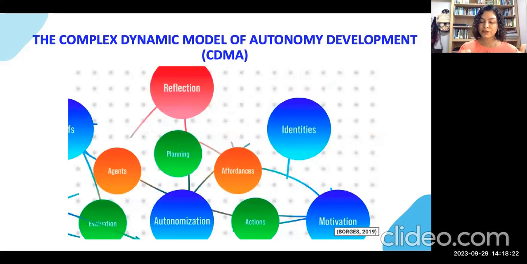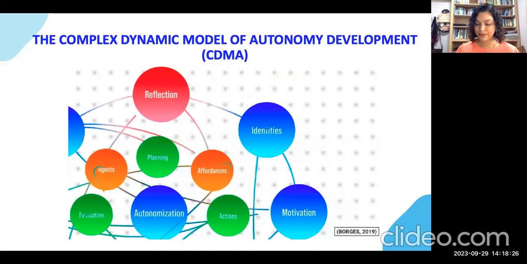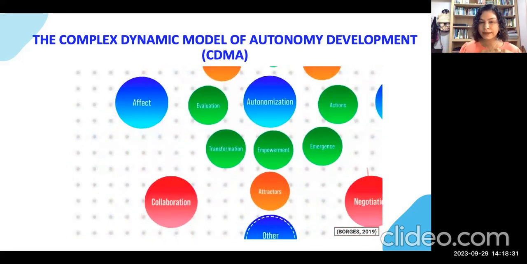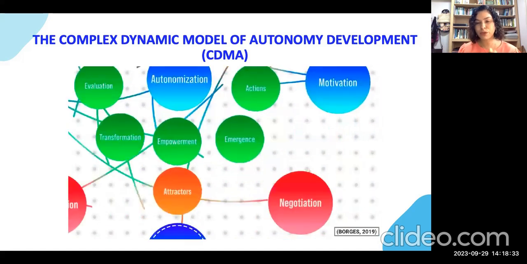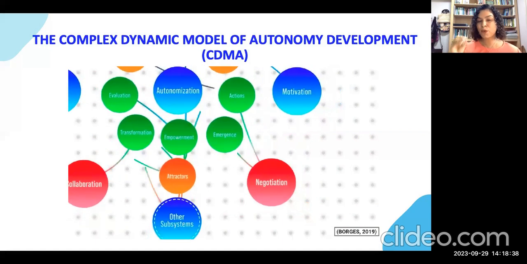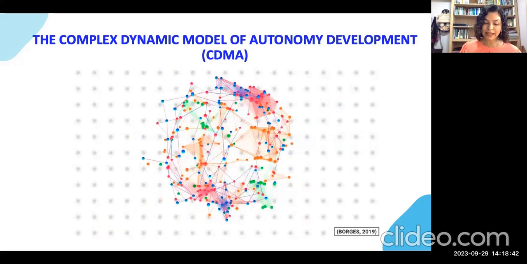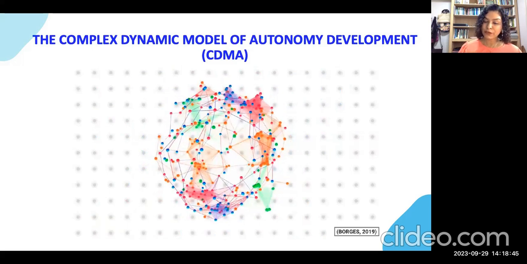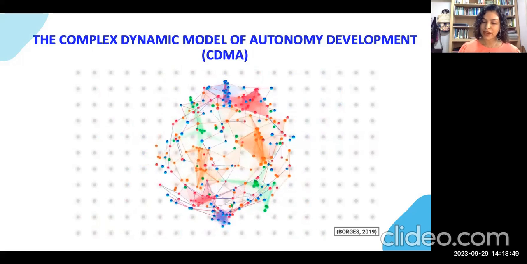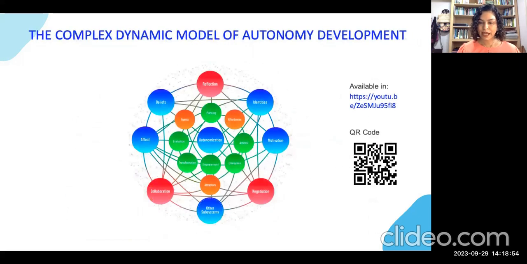The components that give support to autonomy development are illustrated in red. They are reflection, which is a supradimension since it's desirable in the whole autonomy process, and collaboration and negotiation, which are important resources in the autonomization. The nested subsystems that influence autonomy are in blue. They are motivation, identities, affect, beliefs, among others.